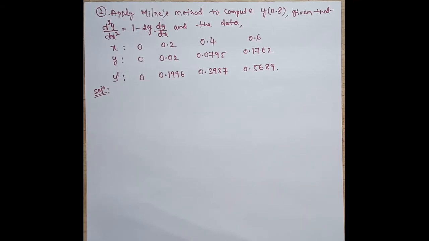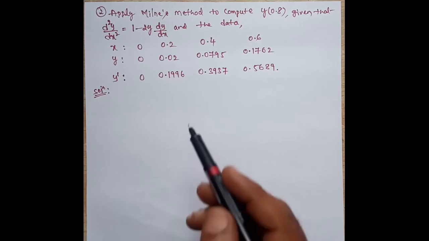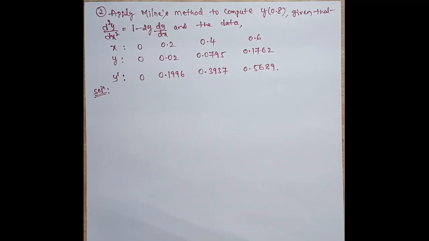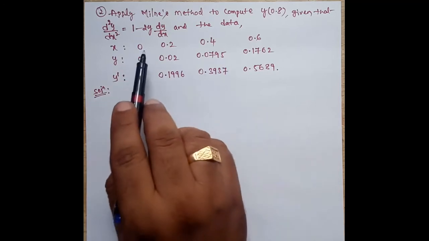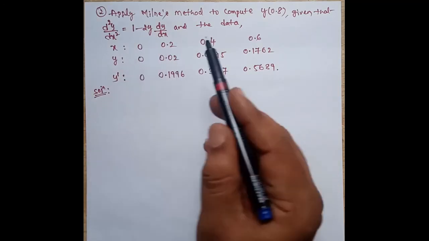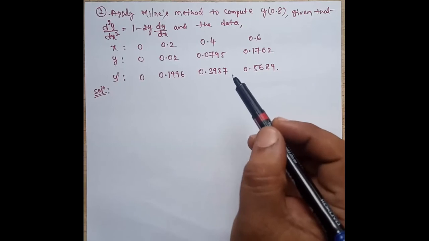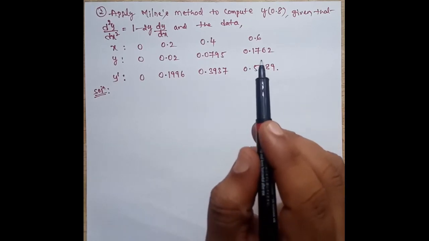So already you know how to solve a problem on Milne's method. One problem we have discussed. So it is a second one, a similar problem. Only the data is different and the equation is different. The procedure is the same, whatever we did in the previous problem. So let us repeat the same thing.